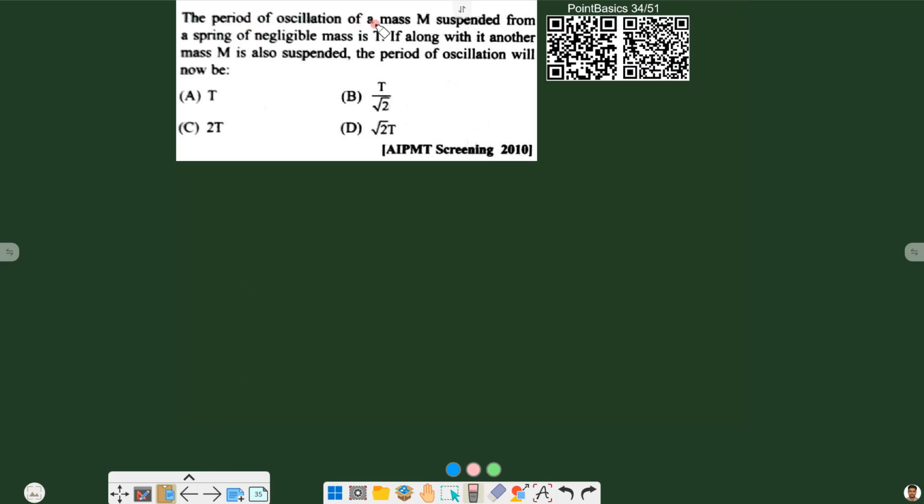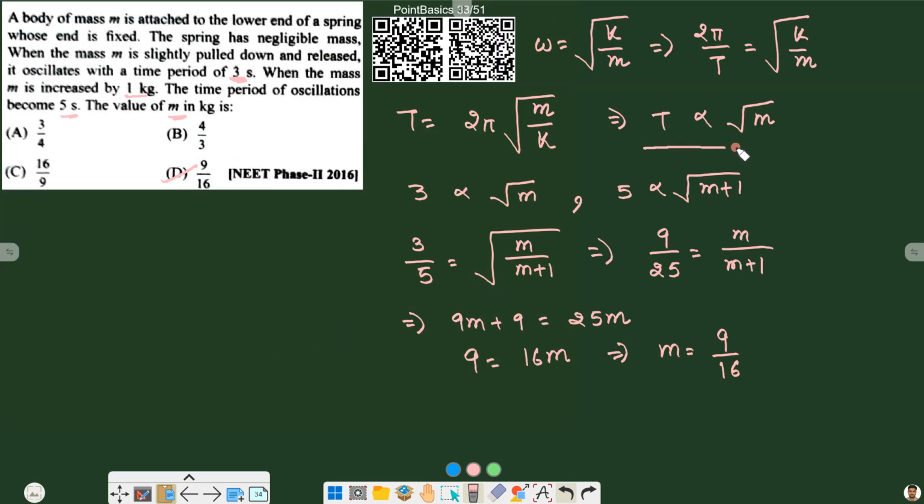The time period of oscillation of mass m suspended from a spring of negligible mass is T. If along with it another mass m is also suspended, what will the time period of the oscillation be? We have just solved this and found out that the time period is proportional to under root of the mass suspended from the spring.